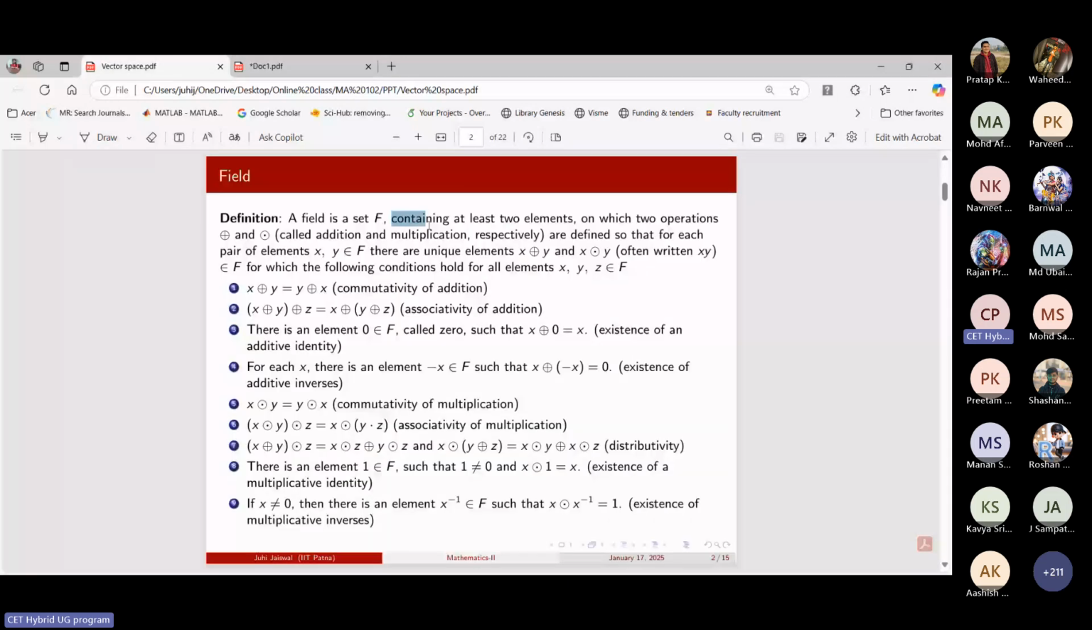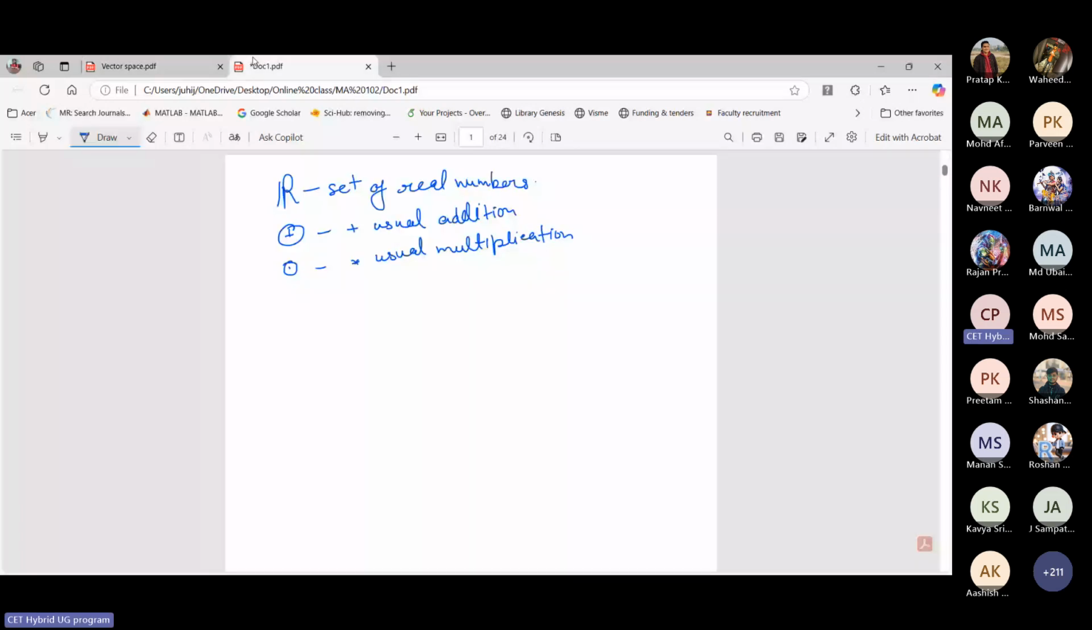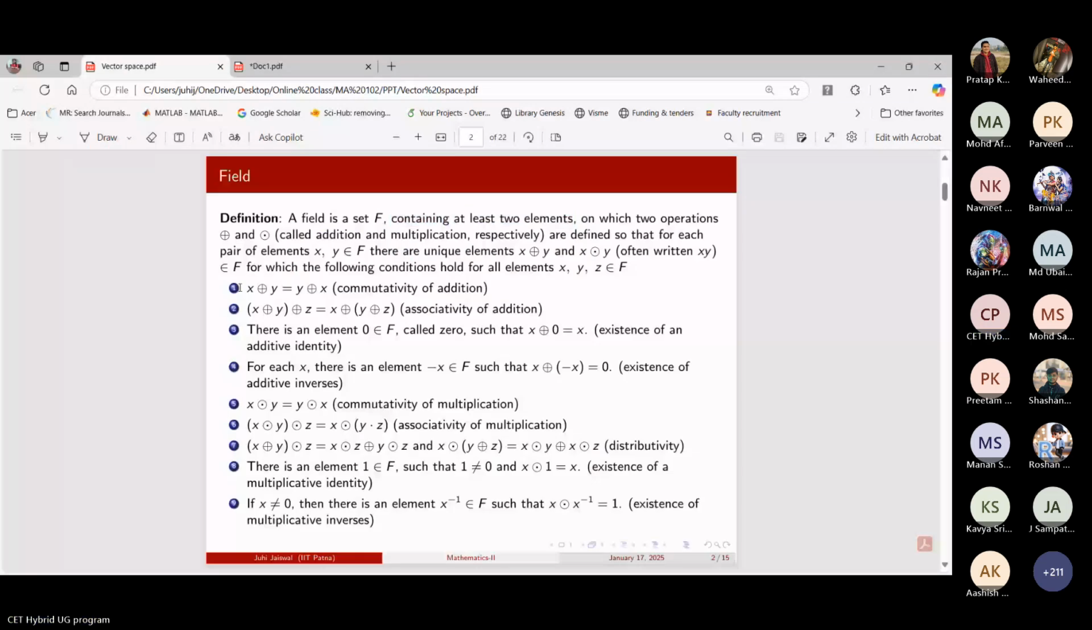The condition is containing at least two elements. R is non-empty. It has more than two elements: 0, 1, 2, 3, 4, 5, 6, 7, 8, 9, 10. It is non-empty and contains at least two elements. Condition satisfied. Now let us see the first one. No, before that we will see whether this condition holds or not.